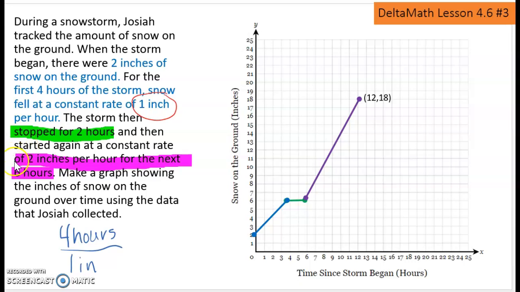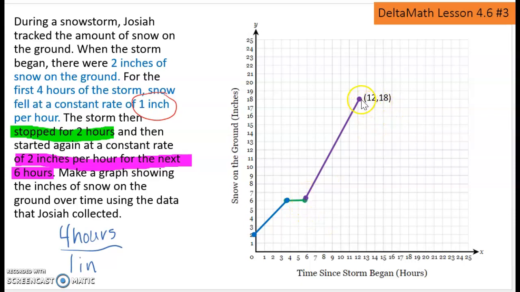It started again at a constant rate of 2 inches per hour for the next 6 hours. Okay, so 6 hours is going to pass. So you think about you're starting here at hour 6, 6 hours from 6 hours is 12 hours. So the hours is going to go over to 12, and it's going up 2 inches per hour. 6 hours times 2 inches is 12. So you're going to increase 12 inches of snow. So you're going from 6 inches of snow up another 12, that ends up being 18. So 6 plus 12 is 18.